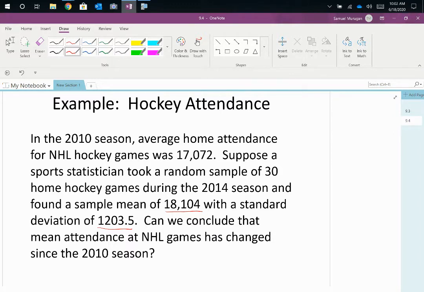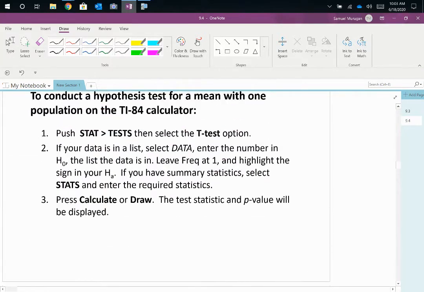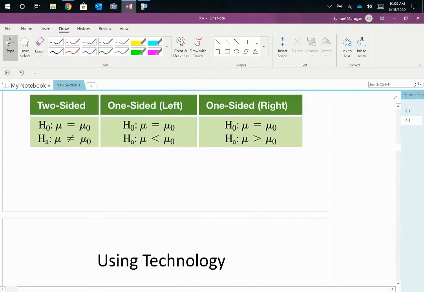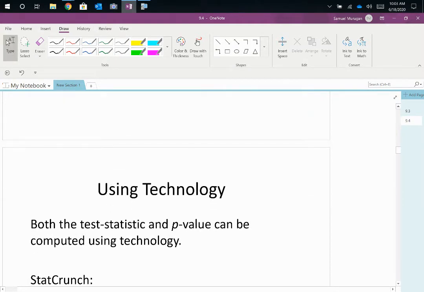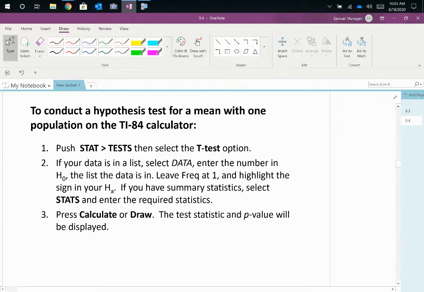Let's examine this using statistical analysis, okay? We're not going to look at this broadly and try to make a determination. So in 2010, the average home attendance was 17,072. Now, it's asking us whether the mean has changed. If we were using a hypothesis test, we would pick a two-sided hypothesis test, equal to or not equal to. In other words, it hasn't changed.